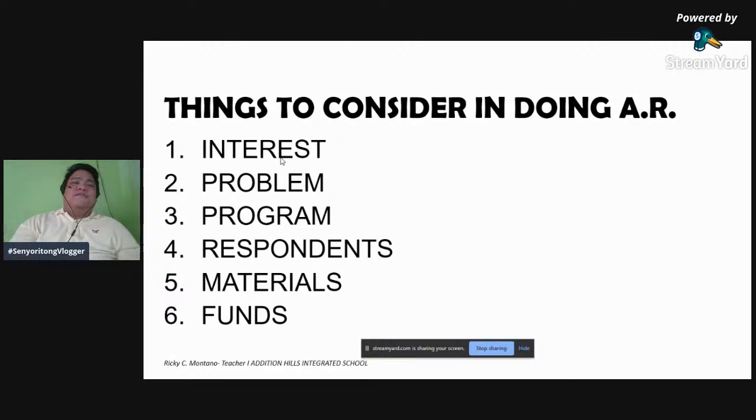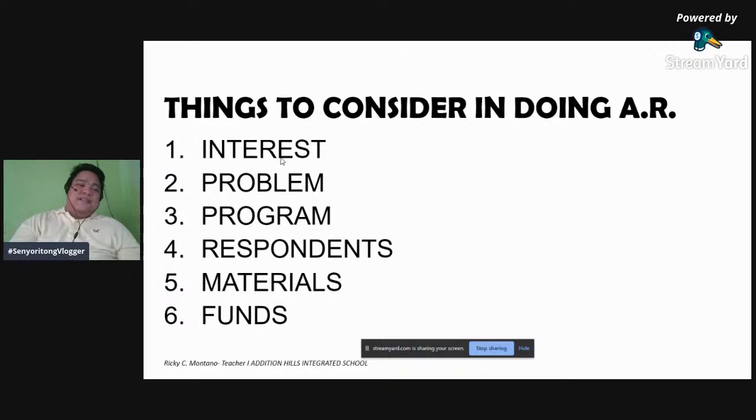Next is the program. Of course, you have to consider also the program. You have to identify programs and interventions, okay, and make sure that you find solutions to this problem. It doesn't mean that you have to identify a problem in doing action research, because out of the program you can also do action research. Like, what is the best in that program.